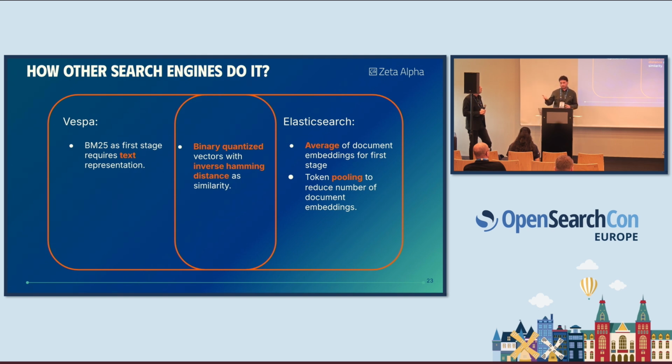What Elasticsearch does, as you can see, I borrowed the average document embedding from them. They use the average document embeddings for the first stage retrieval, and then they do token pooling to reduce the number of embeddings. They borrowed it from ColQwen or ColPali's original approach. So that would reduce the number of embeddings per document at the cost of some performance. And what both do is binary quantization with inverse Hamming distance as similarity. So you can also quantize your vectors if you want with OpenSearch. It's complementary to what I just described.